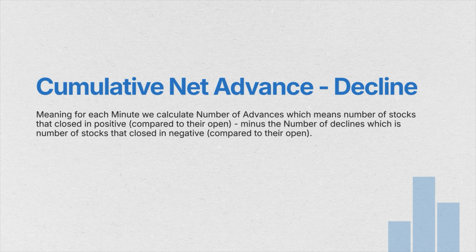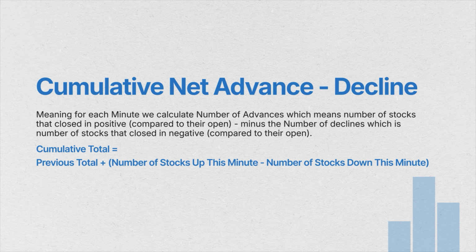Meaning, for each minute, we calculate the number of advances, which means the number of stocks that close in positive compared to their open, minus the number of declines, which is the number of stocks that close in negative compared to their open. Each advance or decline is also multiplied by the stock's weight in the index. That helps us get a weighted breadth of the index. And then we add all the advances and declines.